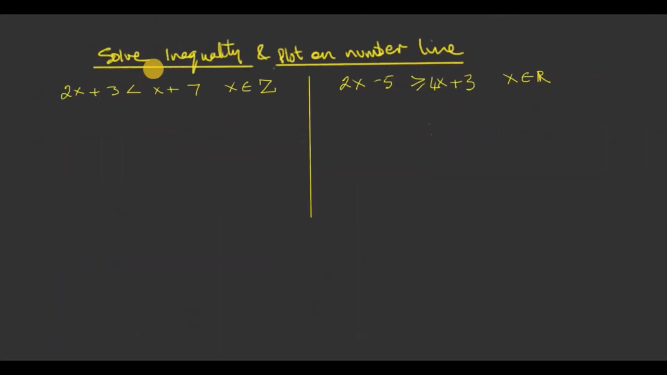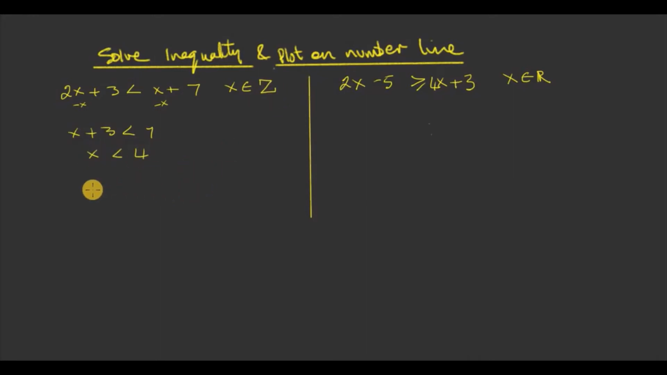Okay. Another type of problem you may be asked to solve is to solve the inequality and then plot it on the number line. So something like this, 2x plus 3 is less than x plus 7 and x is an integer. I'm going to decide to get my x to this side here, so I'm going to subtract x from both sides. That's going to give me x plus 3 is less than 7. And I'm going to subtract 3 from both sides. I'm going to get x is less than 4.